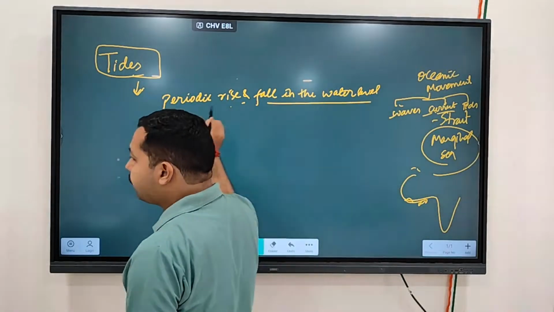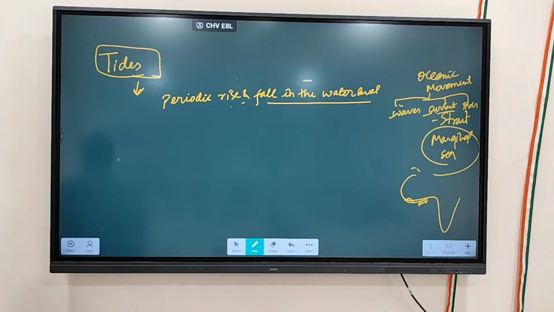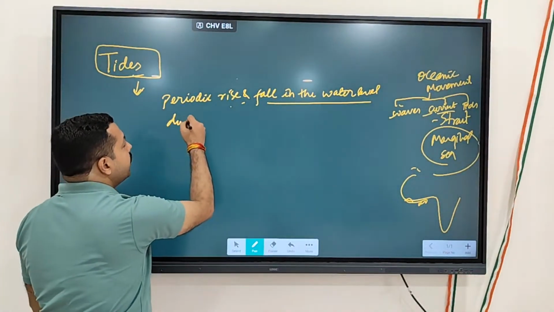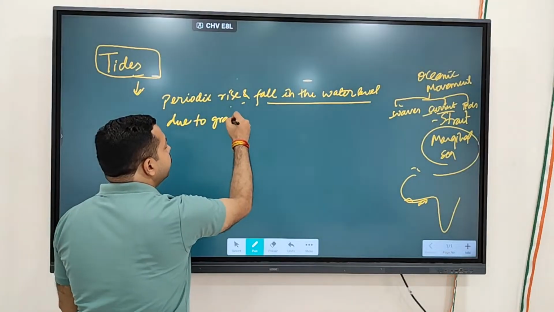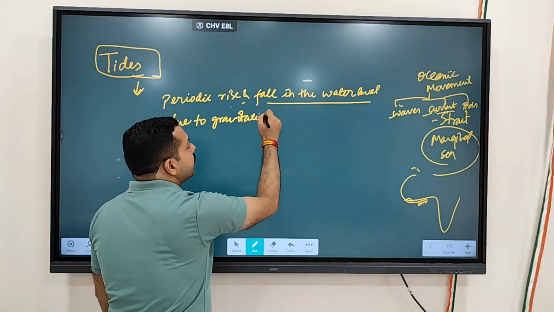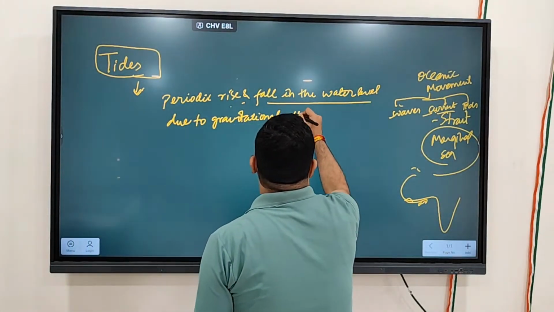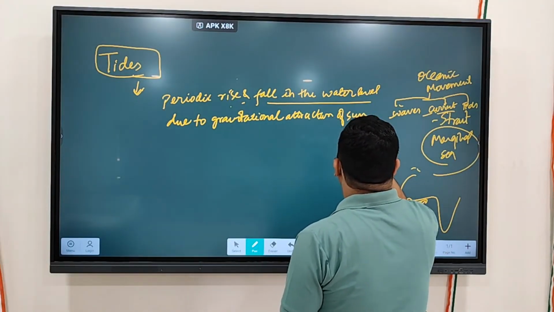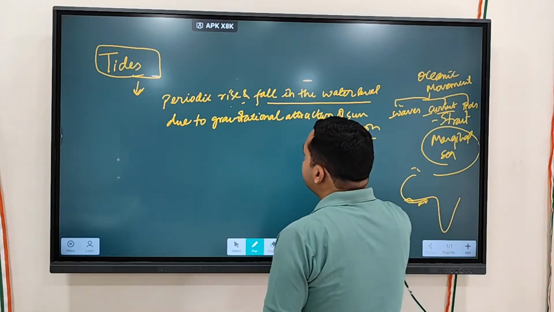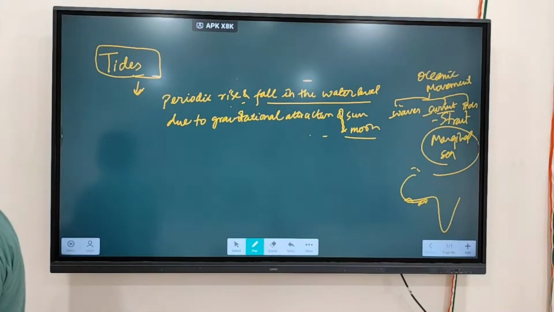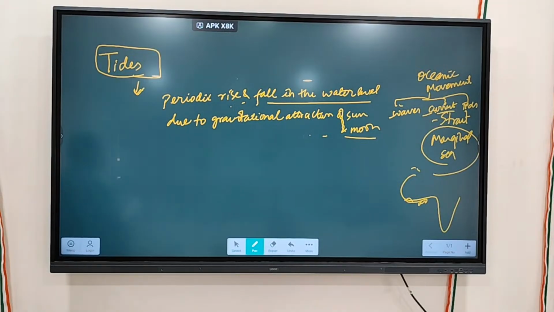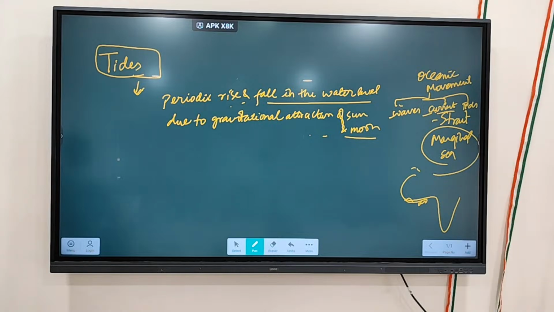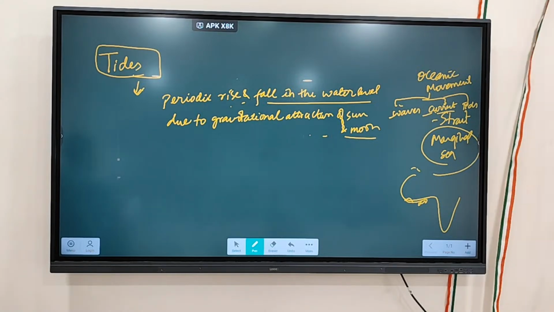A periodic rise or fall in the water level due to the gravitational attraction of the sun and moon. This is how we define the tide. Why is this periodic rise and fall happening? Due to the gravitational impact of the sun and moon.